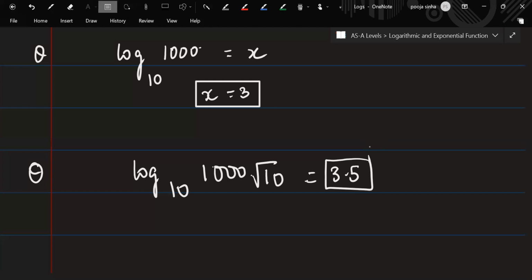I did it this way. Is it correct? I made that root 10 raised to 1/2, and then 10 raised to 3 plus 1/2. Perfect. You have to make it as 1/2 and then combine it with 10 raised to power 3. Got it? Very good.